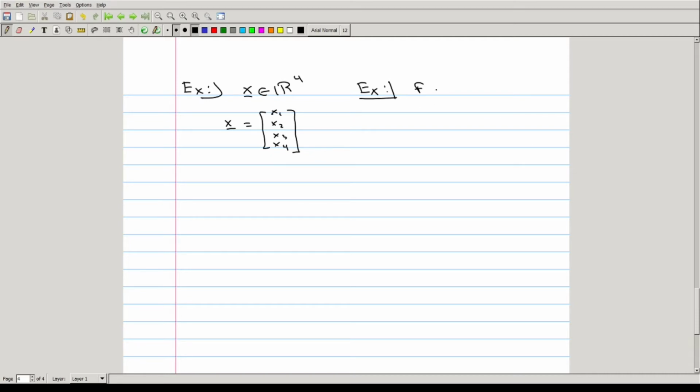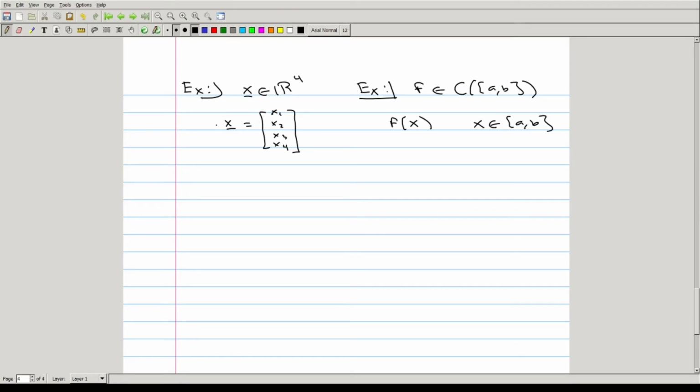Correspondingly, if f is a function in the set C[a,b], then we define this function f by how it behaves on an element x in the interval [a,b].